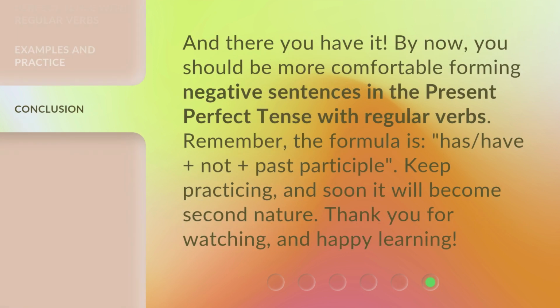And there you have it. By now, you should be more comfortable forming negative sentences in the present perfect tense with regular verbs. Remember, the formula is has, have plus not plus past participle. Keep practicing, and soon it will become second nature.